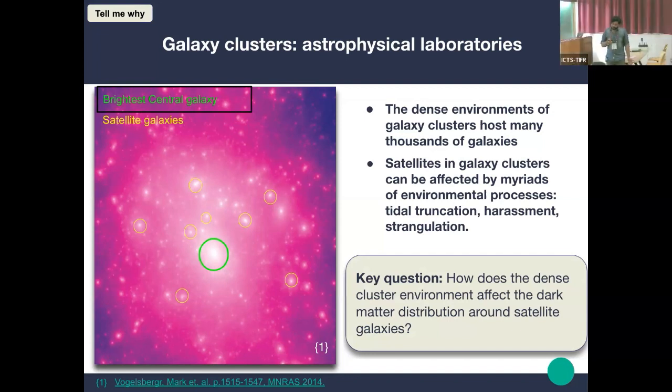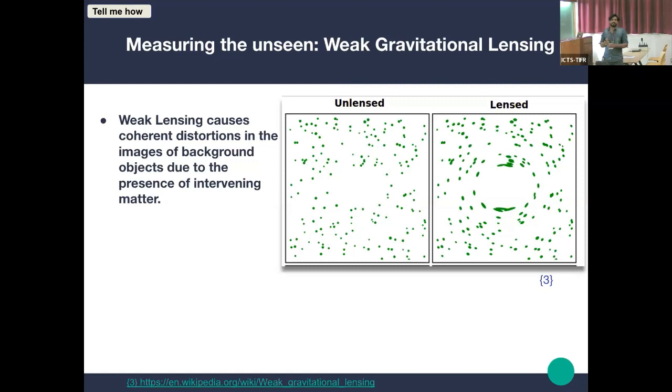So how do we answer this question? We use a technique called weak gravitational lensing, because it gives you the total mass of the satellite. This technique was already introduced by the earlier speaker, Somnath, in the morning, so I would skip over it with just one line: in weak gravitational lensing, you measure the distortions caused by the intervening matter on the images of background source galaxies. These distortions give you information about the mass of this intervening matter, which acts as a lens.